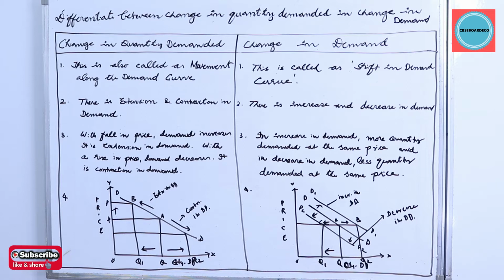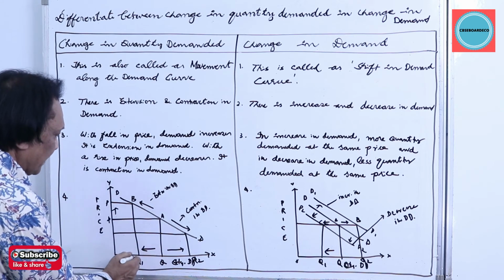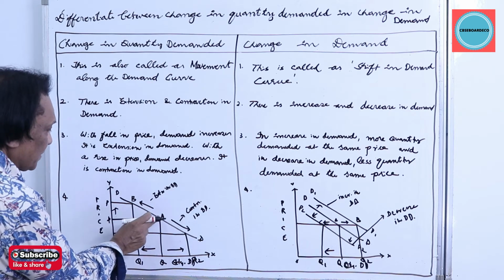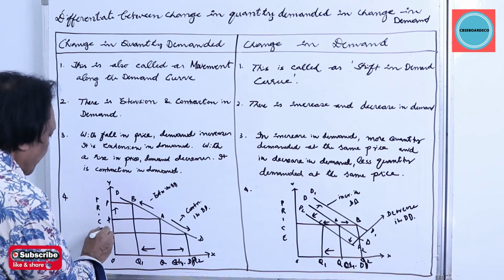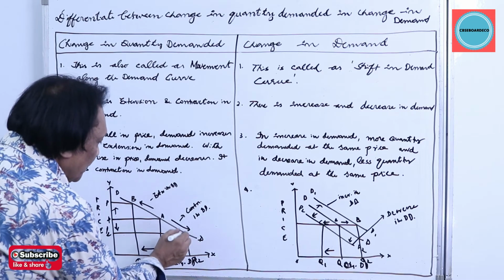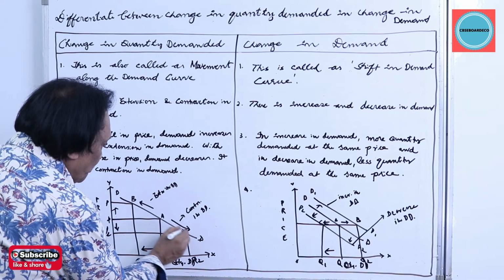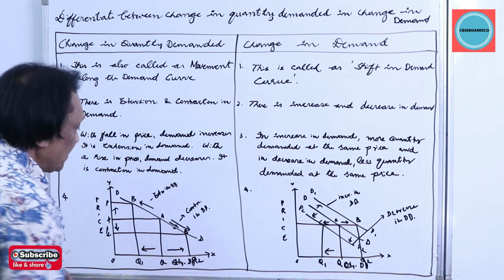extension in demand. And in contraction in demand, look at this graph. Here the price has gone up from OP to OP1. As a result, the quantity has come down from Q to Q1. There is a contraction in demand from A to B. The price has come down from P to P2, and the quantity has gone up from A to B. This is expansion in demand. Quantity has gone up here, expansion.